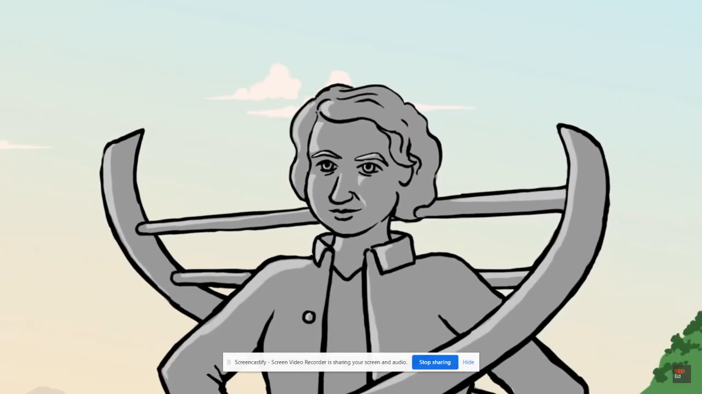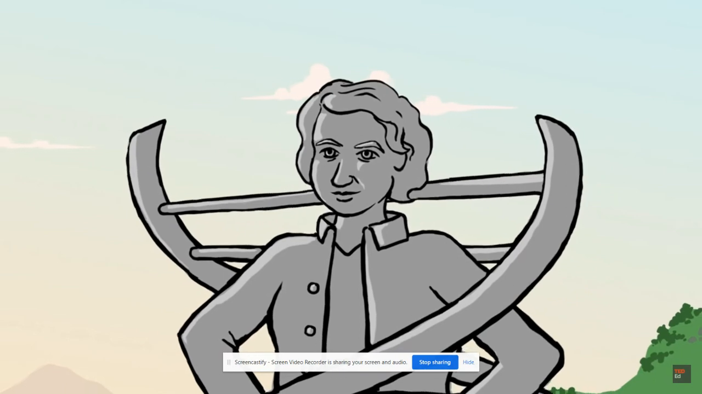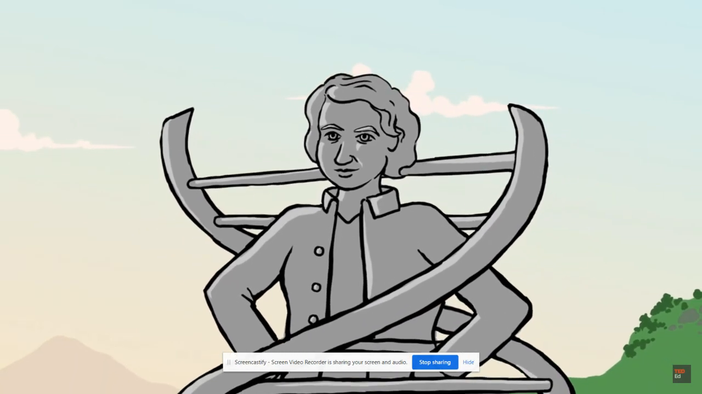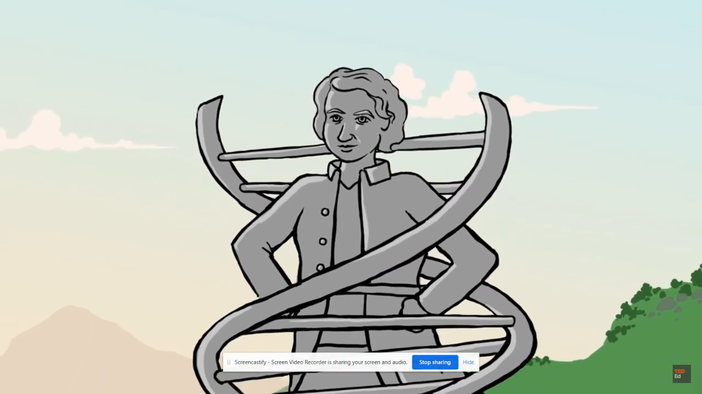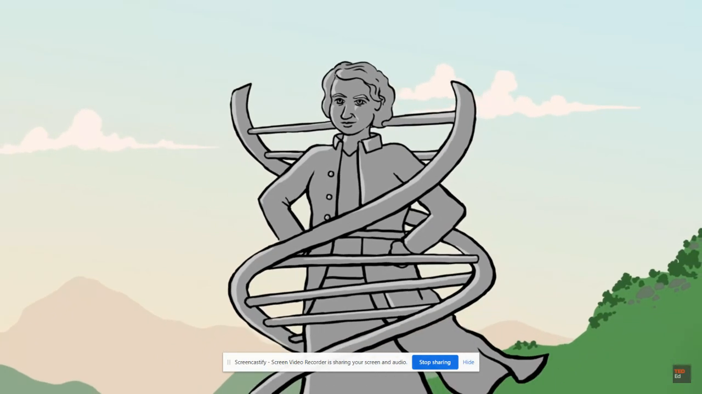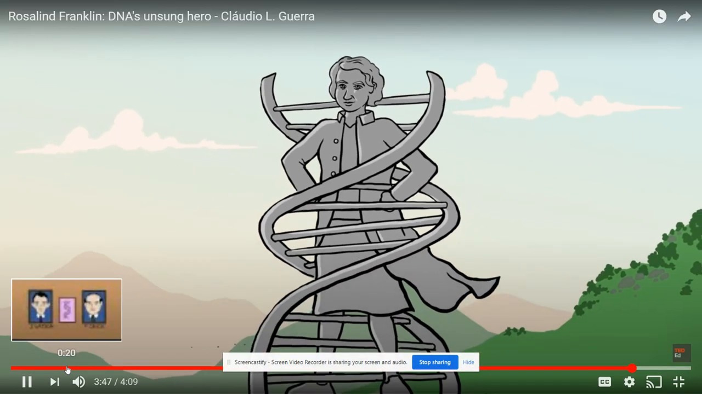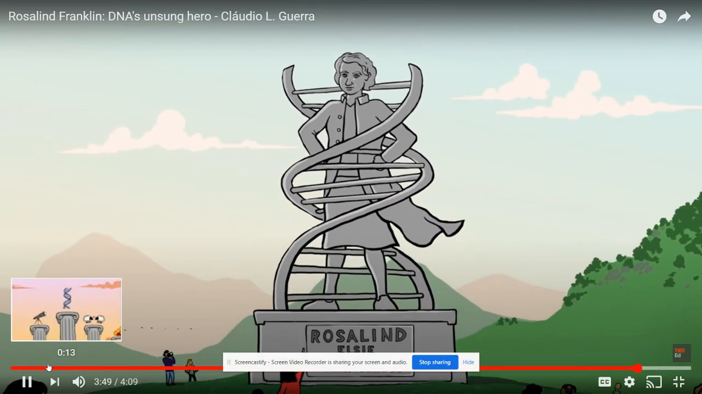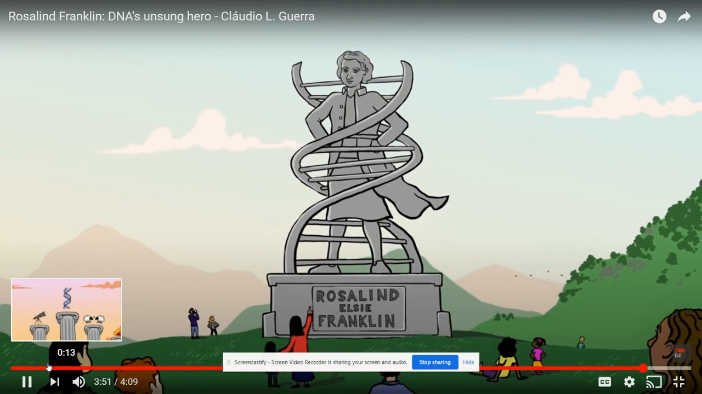It's time to tell the story of a brave woman who fought sexism in science and whose work revolutionized medicine, biology, and agriculture. It's time to honor Rosalind Elsie Franklin, the unsung mother of the Double Helix.